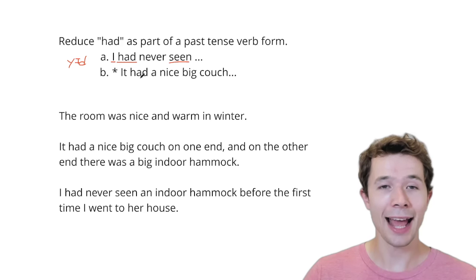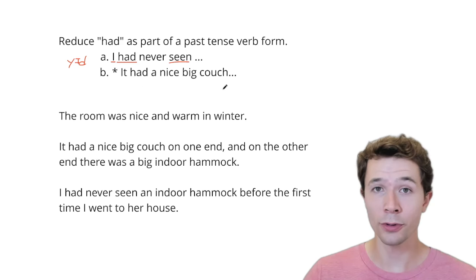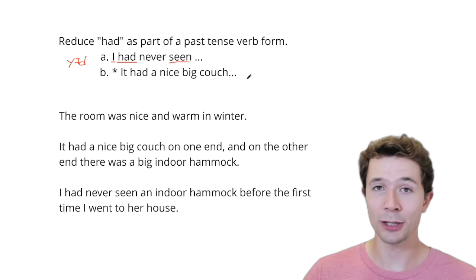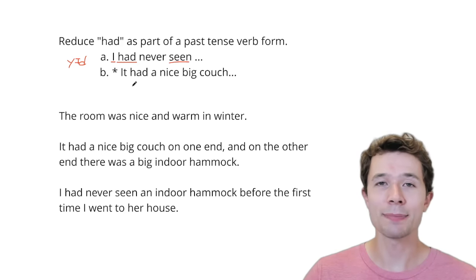We're going to say it had a. Now this is a simple past tense verb. It's not a verb form of another verb. It's just the past tense of had. It had a nice big couch. If I speak quickly, it becomes it had a nice big couch.